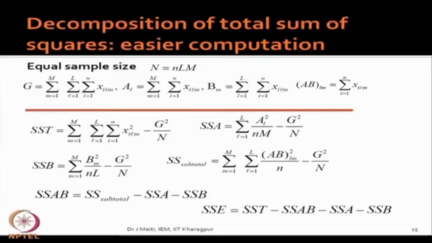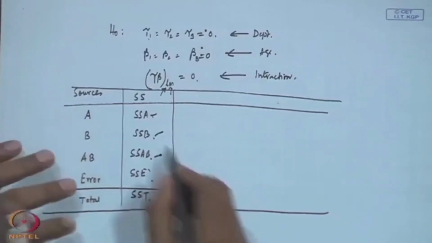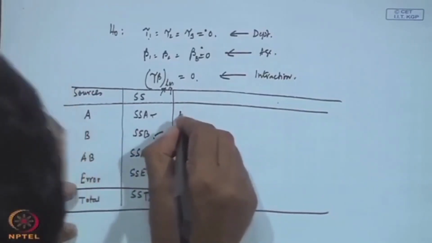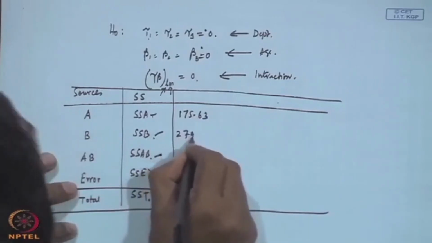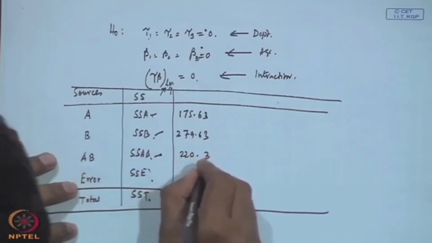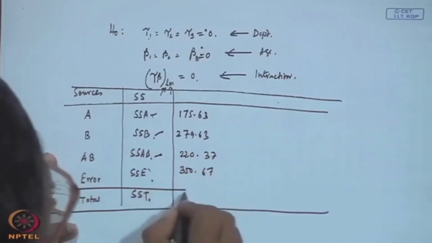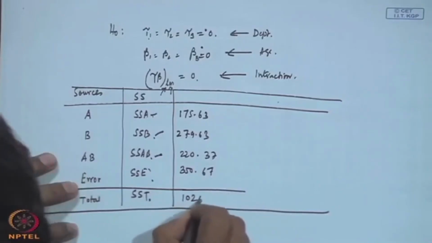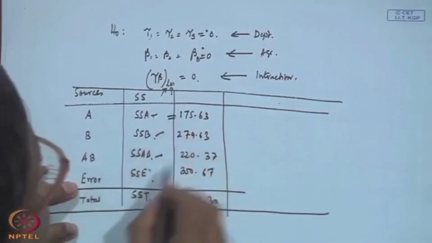Those individual ones are the sources, and we have computed them. Based on the computation, you got values like this: SSA equal to 175.63, SSB 279.63, SSAB 220.37, SSE 350.67 and SST 1026.30. These are the SS values.